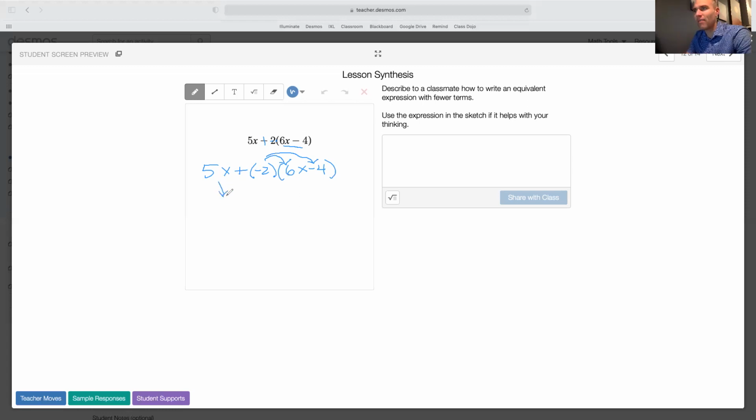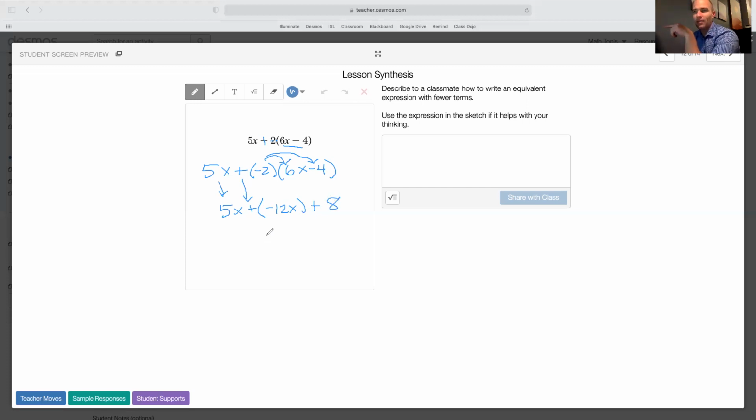So let's just bring the 5x down. We're not doing anything with that yet because we're dealing with the distribution that's later in the expression. And then I'm going to add negative 2 times 6x is negative 12x. So it's plus negative 12x, or just minus 12x. What it shouldn't be, though, is minus negative 12x. That's a mistake that some students would make. All right, and then it's going to be plus negative 2 times negative 4, which is positive 8. So it's just plus 8.